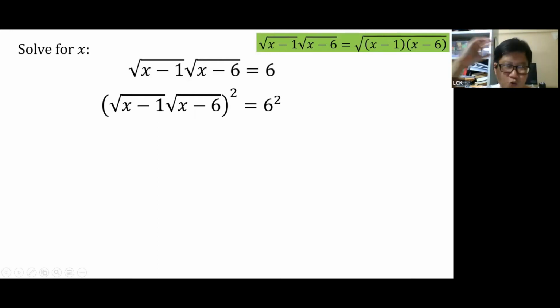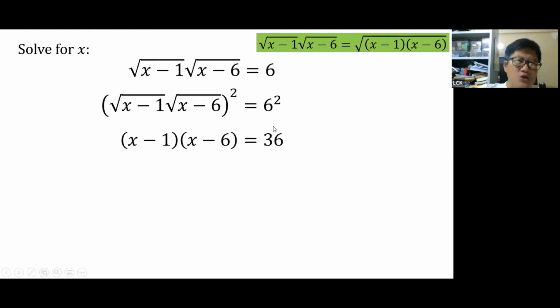Same thing, square it. And why do you square it? You square both sides so that you can get rid of this and get this. All right? So here you have x minus 1, x minus 6, so you have (x minus 1) times (x minus 6) over here. 6 squared is just 36. All right? And look at what you have done by squaring it a second time. By squaring it a second time, you have eliminated the square root signs.